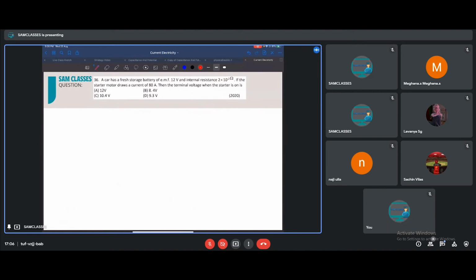A car has a fresh storage battery of EMF 12 volt and internal resistance 2 × 10^-2. If a starter motor draws a current of 80 ampere, then the terminal voltage when the starter is on is. So directly, the formula is V = E − IR. That's it. Directly do it.